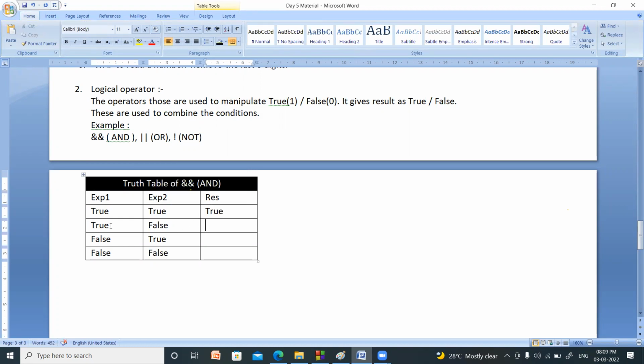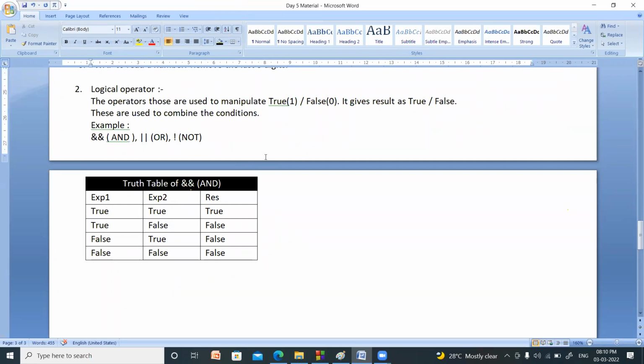Otherwise, its result is false. Are both true here? No, it is false. Both the expressions are true here? No, then it is false. Both the expressions are true here? No, it is false. Now, it is about the truth table of and.